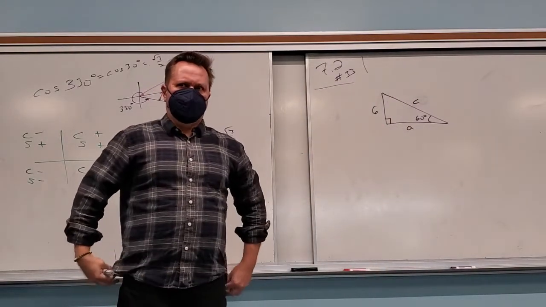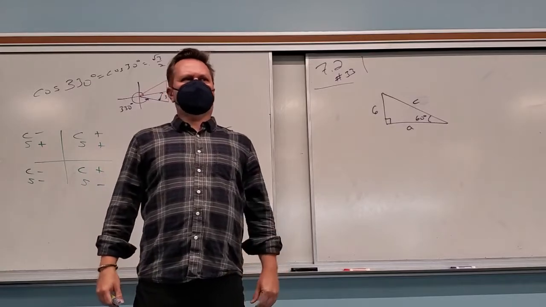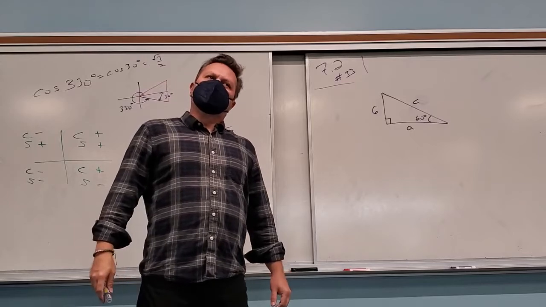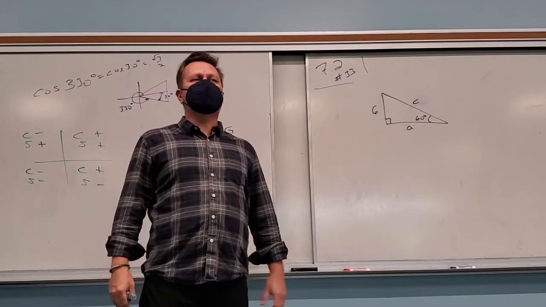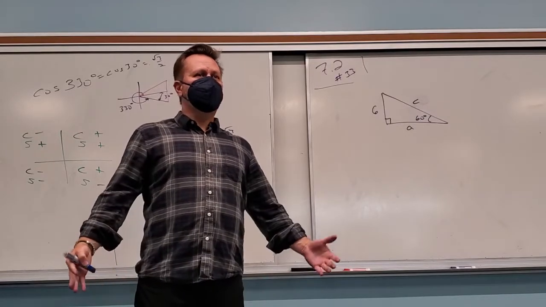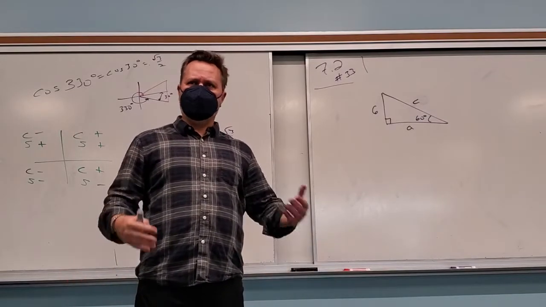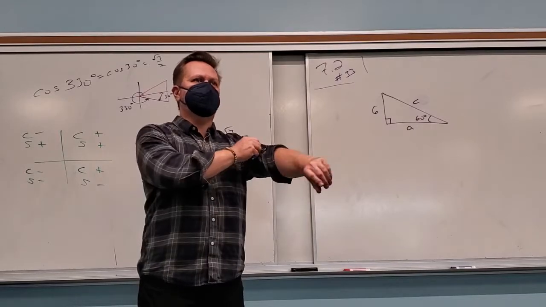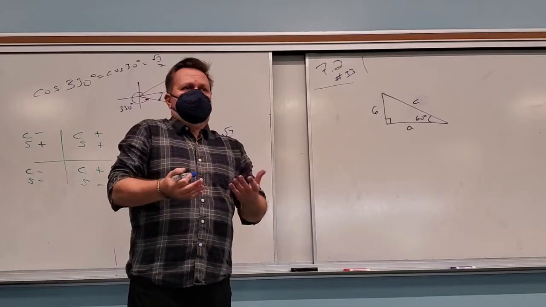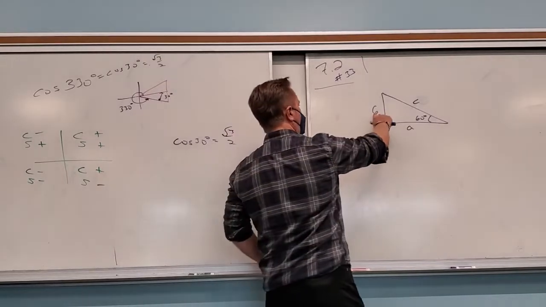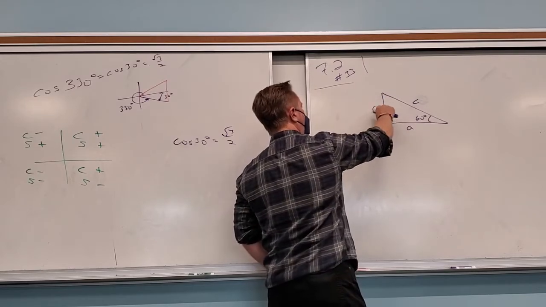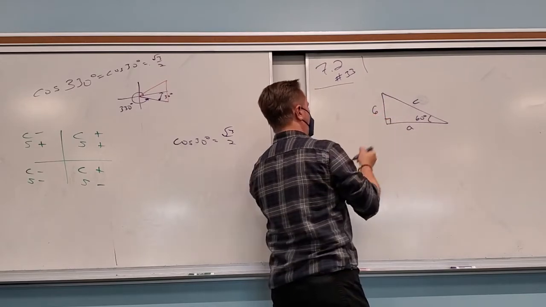The question's going to say, find all the unknown side lengths, right? That's what the question's going to say. Can I do Pythagorean theorem? Why not? I've got too many things that I don't know, right? That pretty much sums up my life, too many things I don't know. So what am I supposed to do? This is the only side I know. What trig functions involve this side? Sine. Okay, so let's try this.